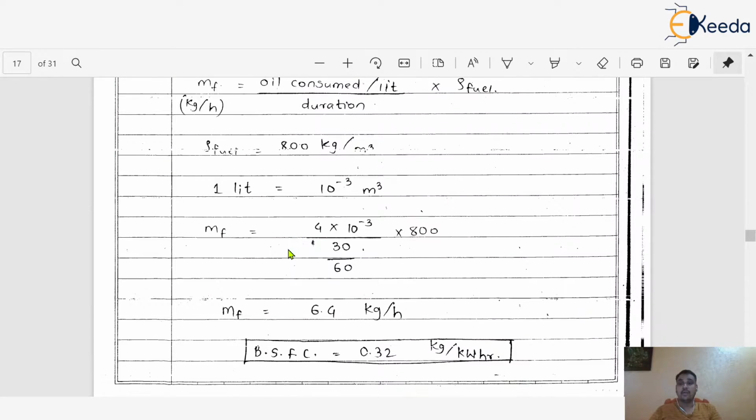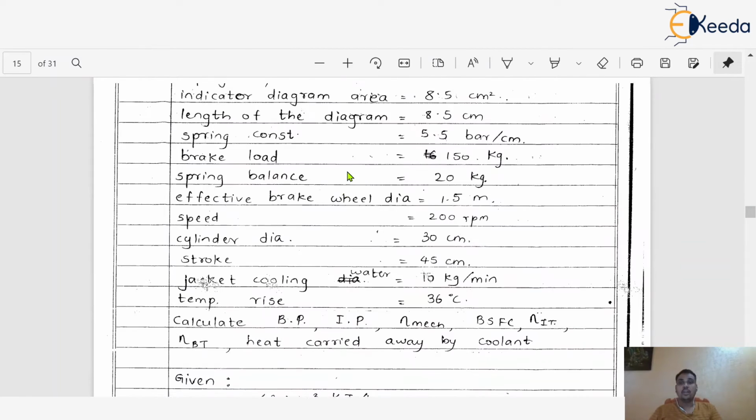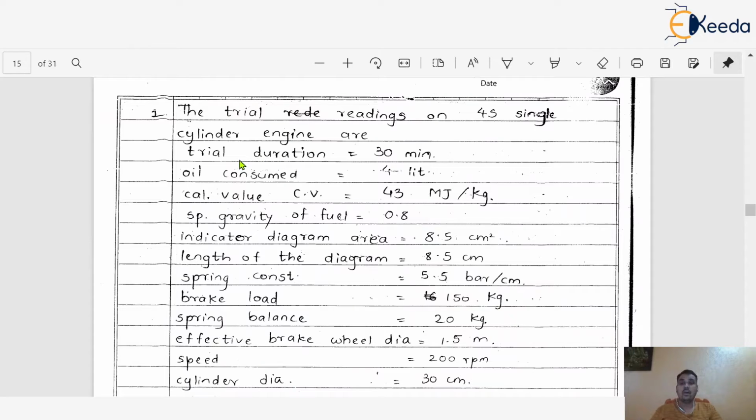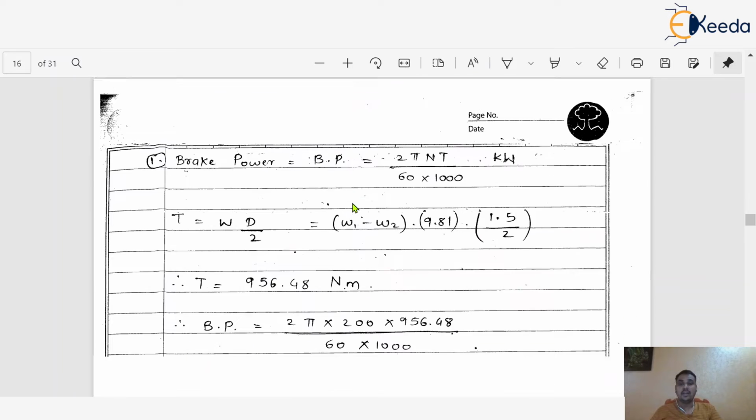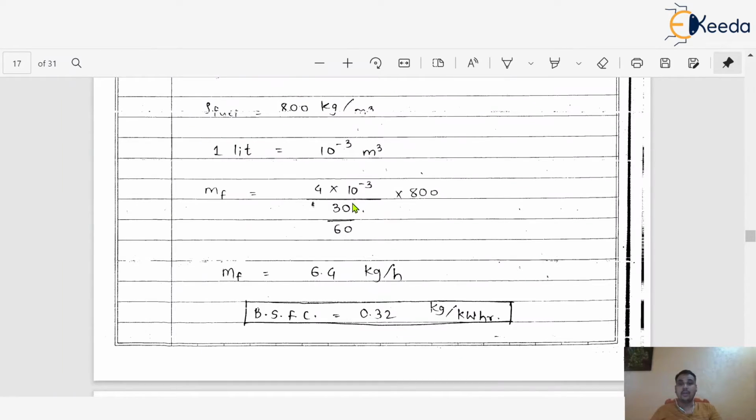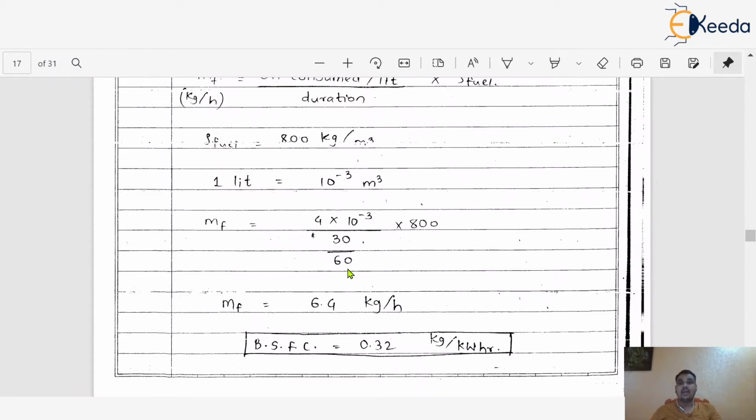So put 1 liter is equal to 10 raised to minus 3 meter cube. That's why we convert that liter into meter cube. So that would be 4 into 10 raised to minus 3 meter cube divided by the duration. For what duration was this test? The trial duration is given, that is 30 minutes. Convert this 30 minutes by dividing by 60, and then we can get the answer in kg per hour.